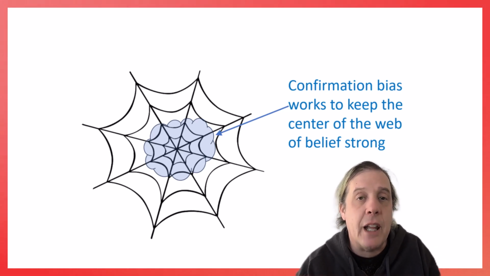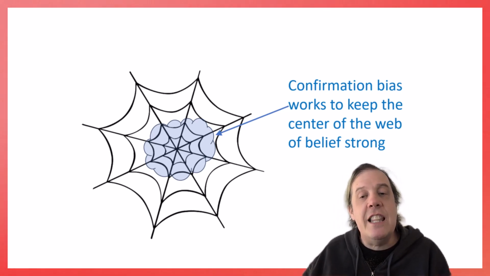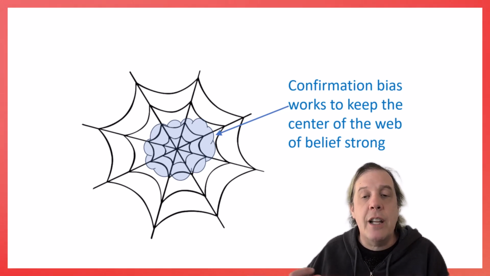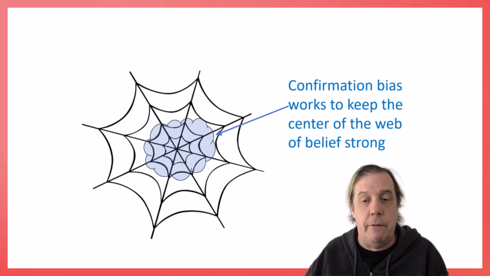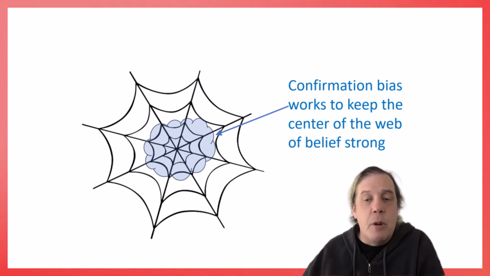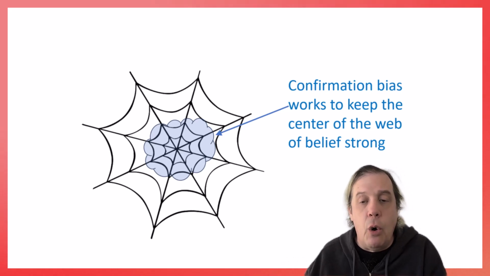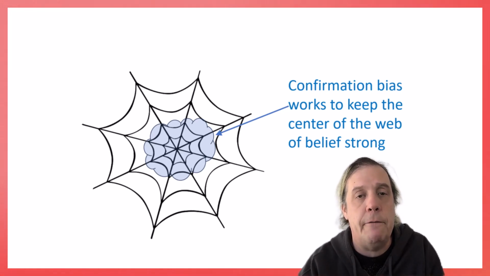If you get disconfirming evidence, if something unexpected happens to you, if you are predicting things go a certain way and they don't, you are going to try to account for that by making adjustments to the edge of your web of belief. That's easier for you. Confirmation bias, which has been running all along the whole time, has built up defenses for the ideas at the center of your web of belief.